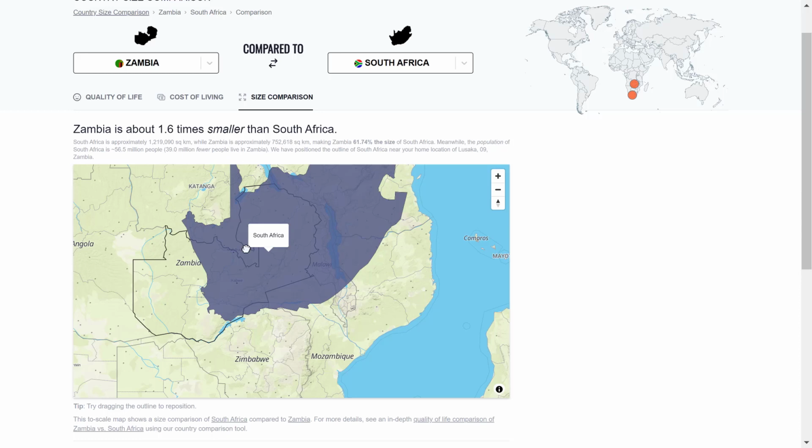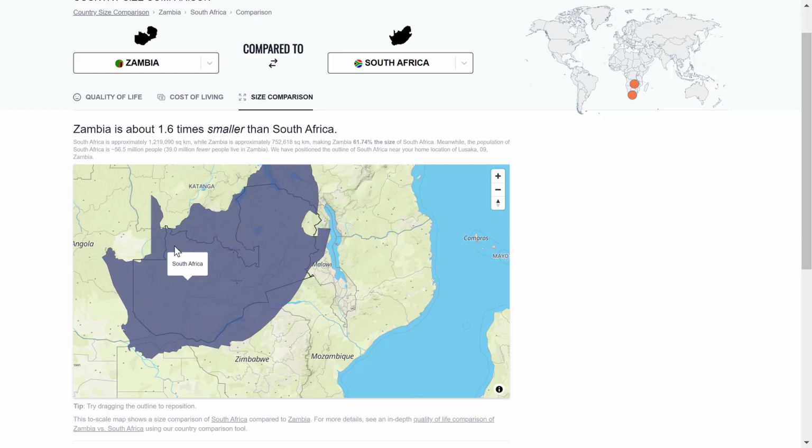Okay, so on the size comparison, South Africa is larger than Zambia. South Africa is about 1.6 times bigger than Zambia. They've got 1.2 million square kilometers versus 753,000 square kilometers for Zambia, so we are about 61% the size of South Africa. The population of South Africa is 56.65 million, which is 39 million people more than Zambia. So South Africa is huge, both in terms of size and population.